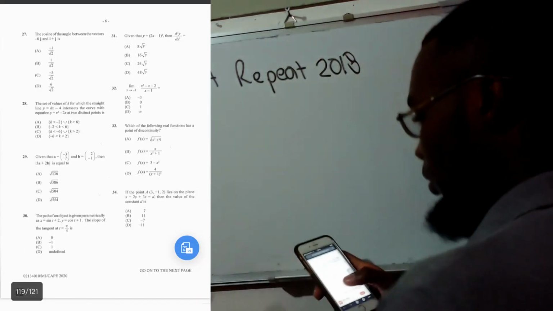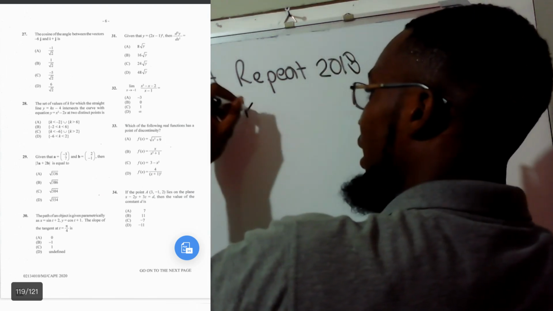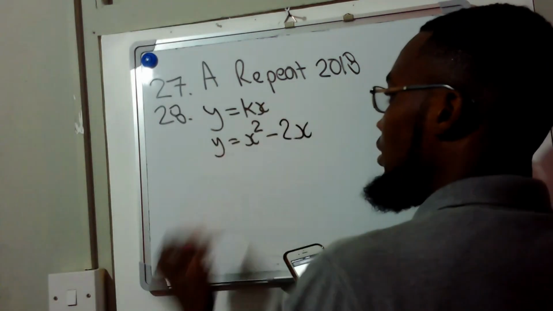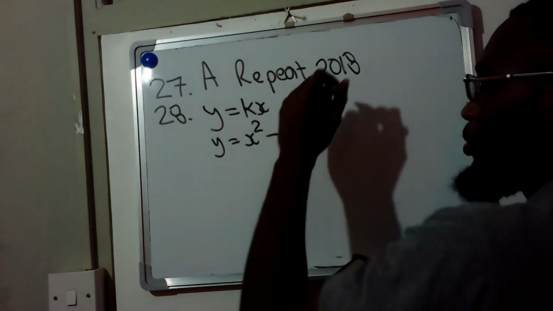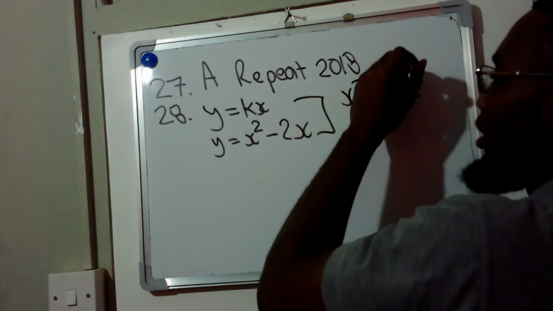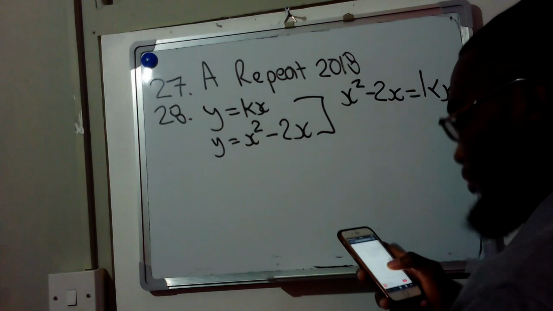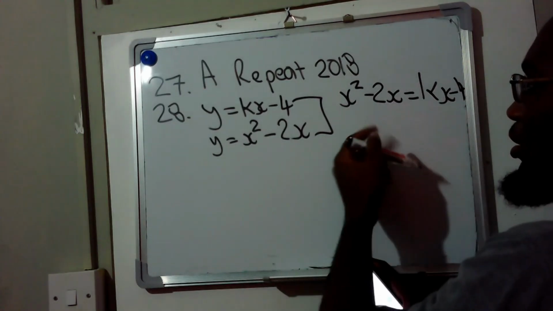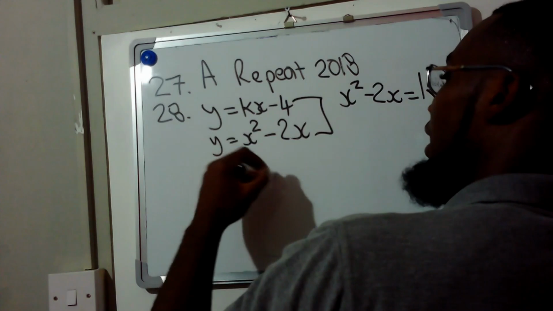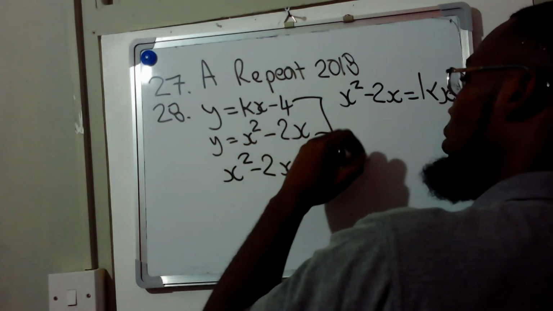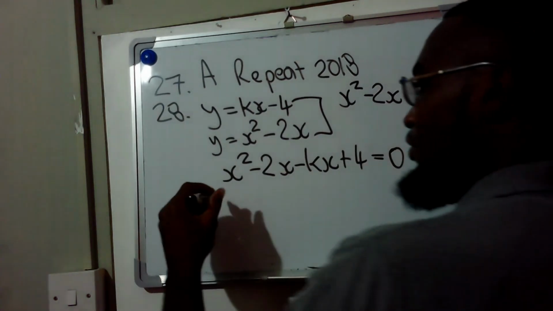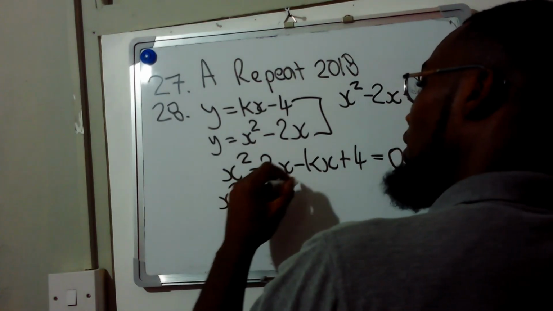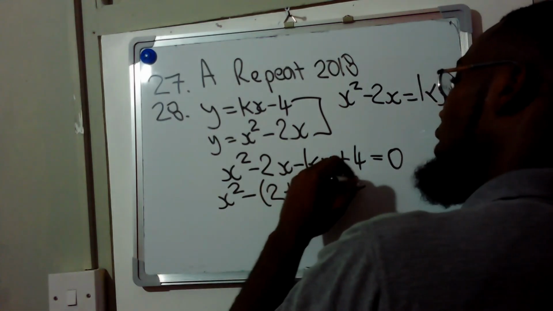Alright, I can't remember 28, so we're going to work it out. If I say y equals kx, and this says y equals x squared minus 2x, since y equals this and y equals this, we can equate the two of them. So x squared minus 2x equals kx minus 4. Writing this as one equation, it becomes x squared minus 2x minus kx plus 4 equals 0. This is really x squared minus (2 plus k) times x plus 4 equals 0.